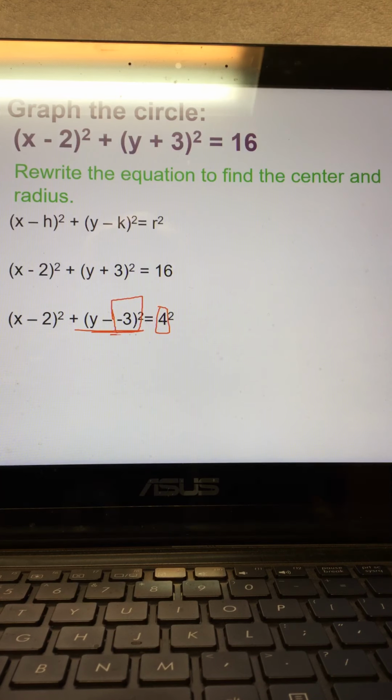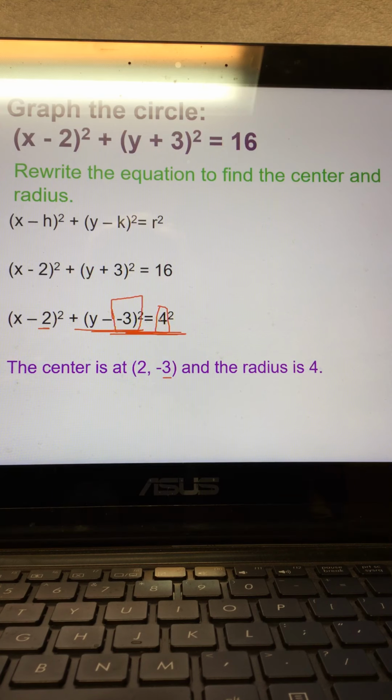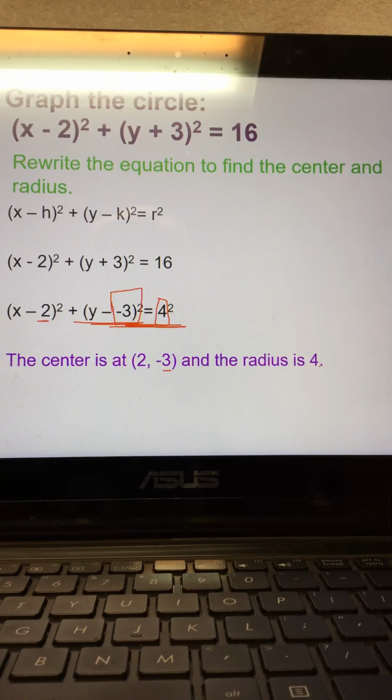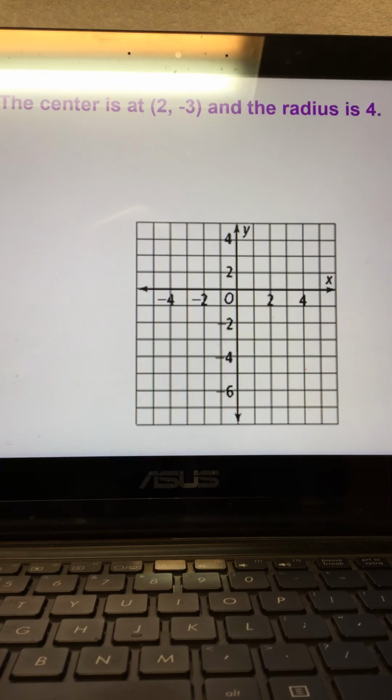So when I say rewrite or rethink about your equation, you're coming up with the correct values for h, k, and r. So the center here is what's being subtracted, that 2. What's being subtracted is this negative 3, and what was being squared was the radius. So that's all we need to know, the center and the radius. So we're going to go back and try to sketch a graph of this circle on the coordinate plane.